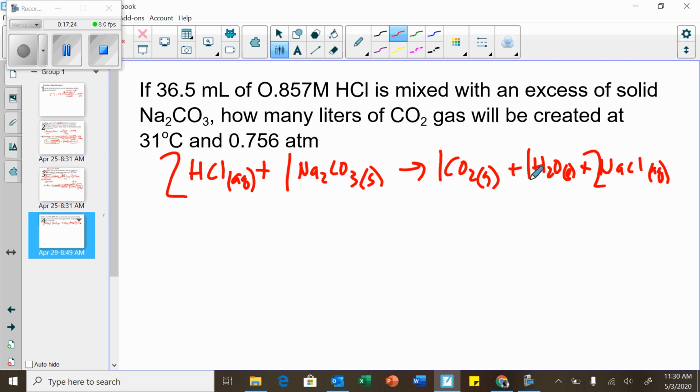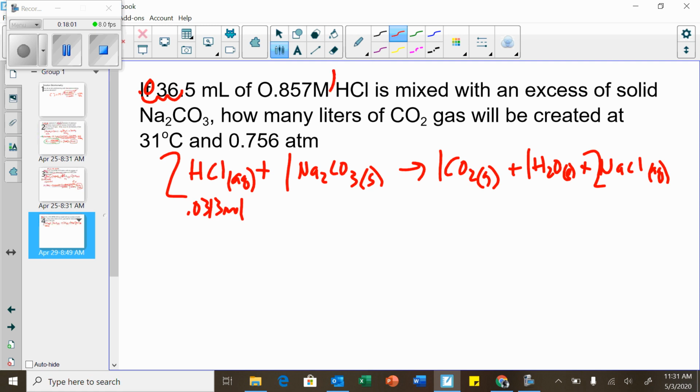So we know molarity and volume of our HCl again. Let's just multiply those two things together and get moles of HCl. So I'm going to take my molarity, 0.857, and multiply that by the volume. Remember, the volume has to be in liters. 1, 2, 3, boom, times 0.0365. And that gives me 0.0313 moles of HCl.